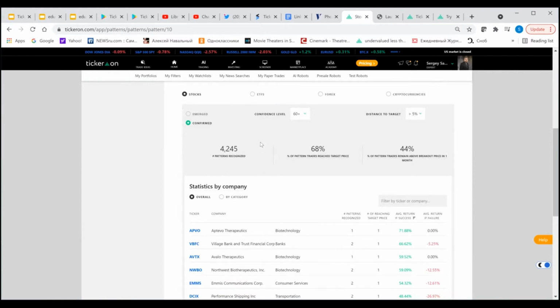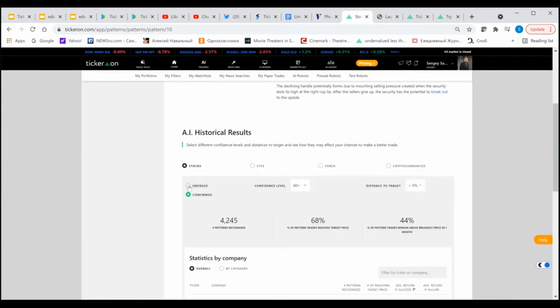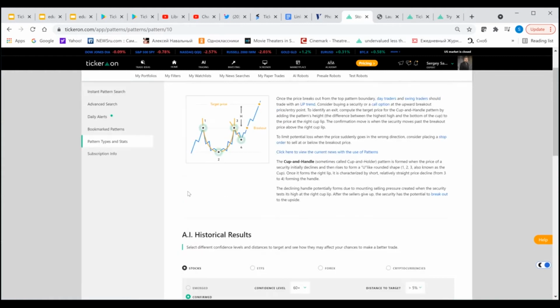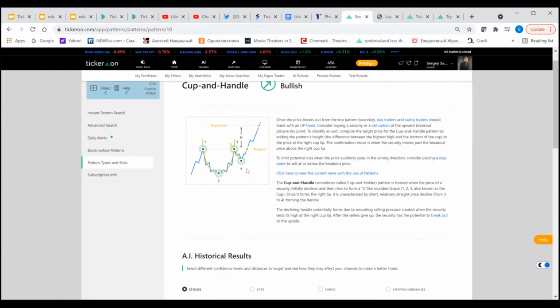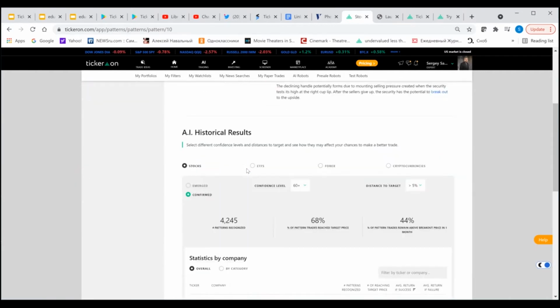We give you two types of patterns: emerged and confirmed. Emerged is right here at point four. When it breaks out, then it's confirmed. Different statistics give different results, so we give you a confidence level. Let's say a confirmed pattern with 60% confidence: 68% of them get to the target price, which is a 5% distance to target, which is your profit.